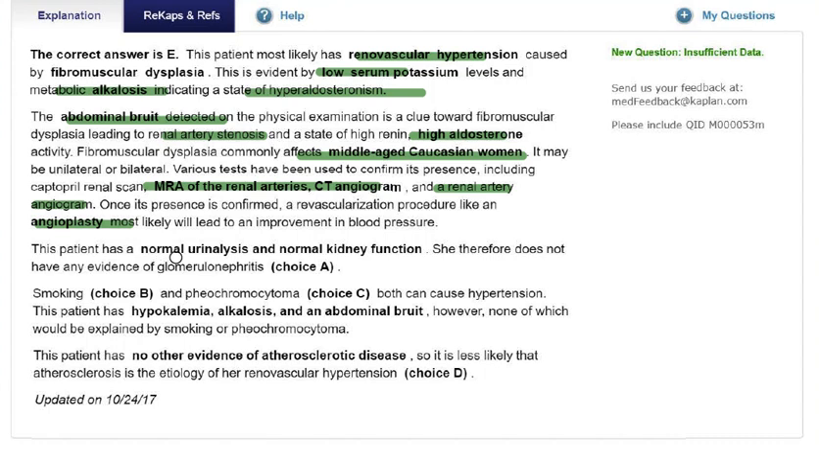This patient has a normal urine analysis, so no evidence of glomerulonephritis. I told you smoking and pheochromocytoma are also not options. This patient has no other evidence of atherosclerotic disease, so it is less likely that atherosclerosis is the etiology. So you need to look at this. This was a tricky question. I also did it wrong many times.